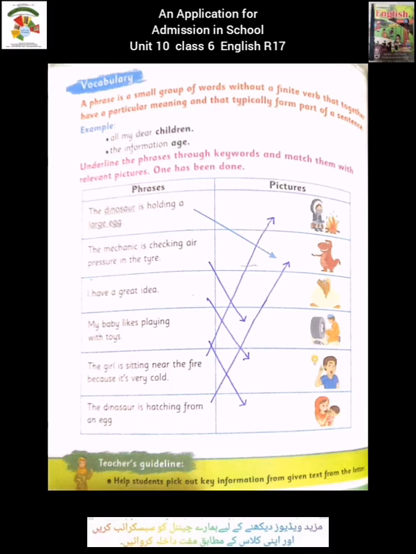The girl is sitting near the fire because it's very cold. The girl, you can see here, is a phrase. Near the fire is also a phrase, and its picture is given there on the top. The dinosaur is hatching from an egg. The dinosaur and an egg, these both are phrases. And here you can see it's matched with its own picture.